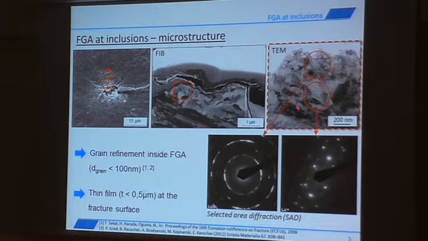Just a short distance below it, we have the original microstructure of our material. It's much coarser, even if it's still fine. It's a martensitic structure, and that shows. Here you see the Laue pattern from the diffraction, and that's just 1 or 2 grains in this case. And so we know it's a thin film of about smaller than 0.5 micrometers where this grain refinement takes place at the fracture surface.